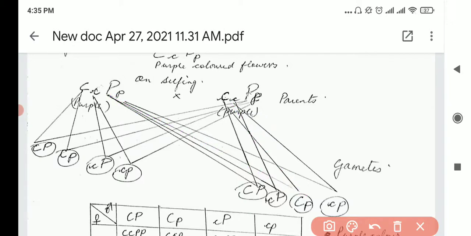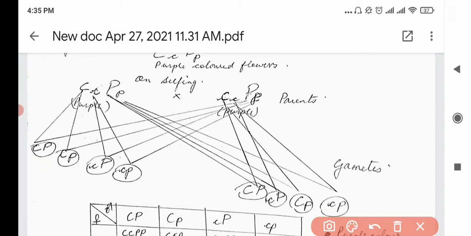Now one more is there, no? Small p will go with P or C. It has to go with one of the C's. So we go first with the big one. So you get big C and small p, and then another one more, no? Small p and small c. So this is how you make your gametes.